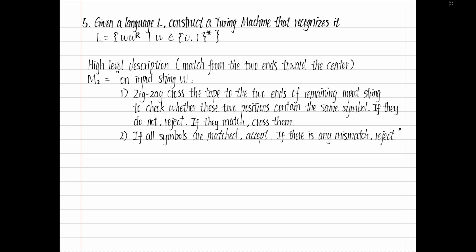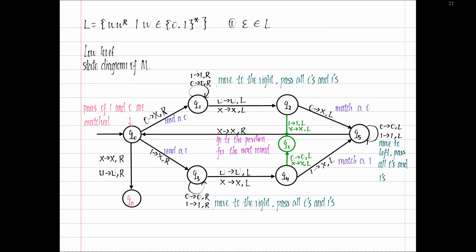remaining input string to check whether these two positions have the same symbol. If they do, cross them, otherwise reject. If all symbols are matched, accept. If there is any mismatch, reject right away.